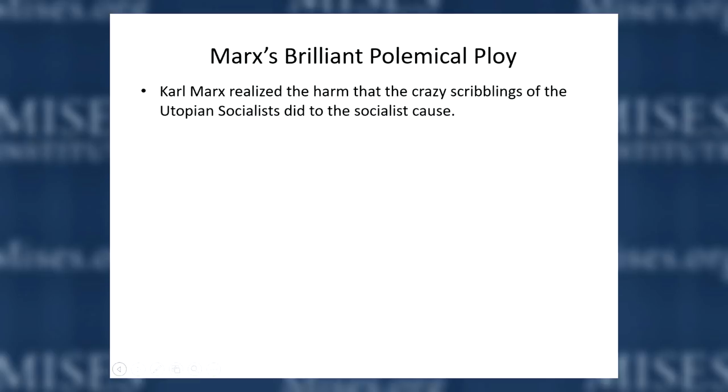So now Marx, as I said, was a brilliant strategist and tactician, and he saw how clearly the utopian socialists had been smashed by the classical economists. So what he said was, look, utopian socialists aren't scientific. Don't listen to them. Anyone who tries to tell you how the future is going to look, or tries to devise a plan to implement in the future, is not scientific. They're just crazy. Don't pay attention to them.